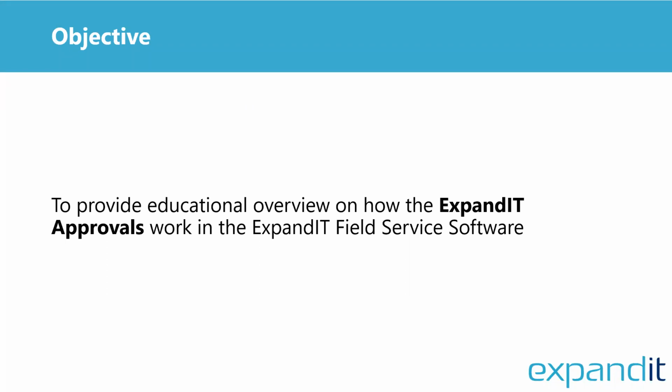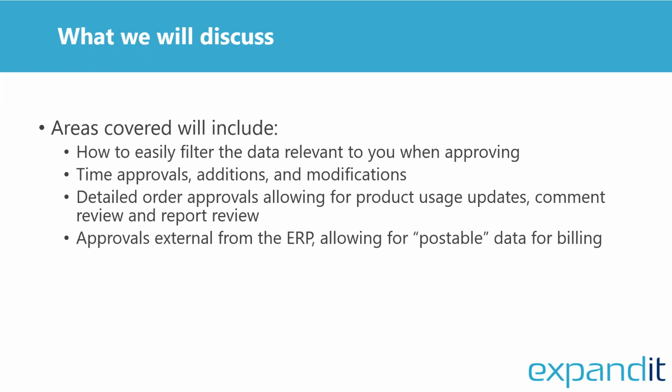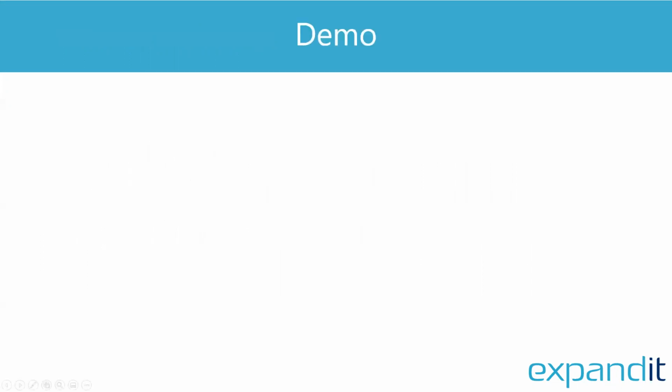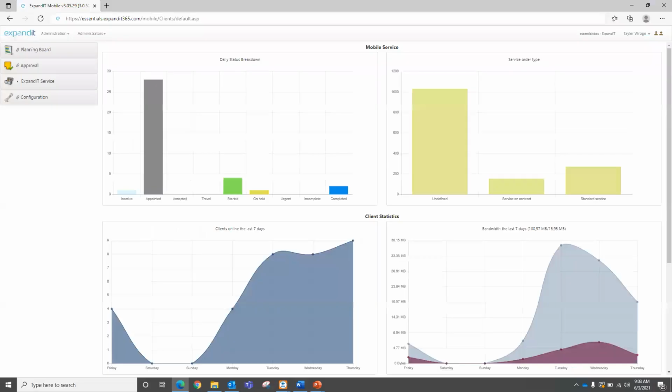So what is the main objective? The main objective of this webinar is to provide an educational overview of how the ExpandIT approvals work in the ExpandIT Field Service software. During the webinar, Taylor will give an overview of how to easily filter the data relevant to you when approving time approvals, additions, and modifications, detailed order approvals allowing for product usage updates, comment review, and report review, and approvals external from the ERP allowing for postable data for billing. And now I'll hand it over to Taylor to get started with the demo.